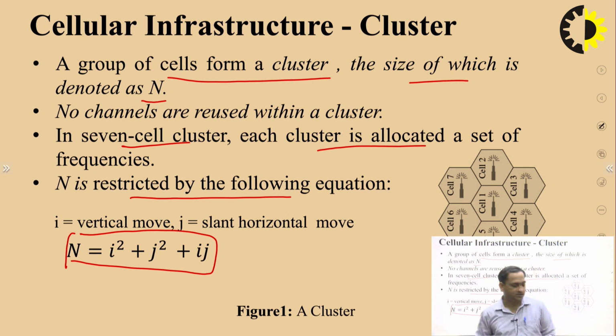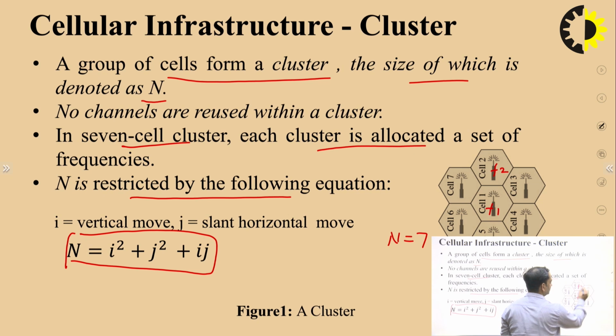Just like in this diagram, if this is cell number 1, here the value of N is 7, so there is a 7 cell cluster. In cell number 1, frequency f1 will be used. Cell number 2, frequency f2. Cell number 3, frequency f3. Cell number 4, frequency f4. Cell number 5, frequency f5. Cell number 6, frequency f6. And cell number 7, frequency f7.